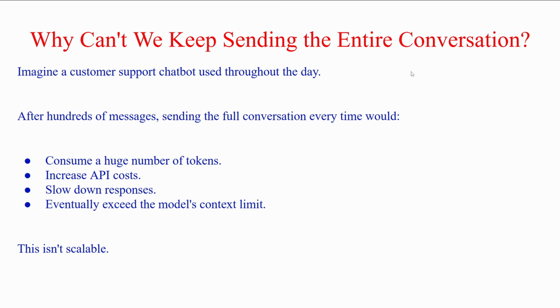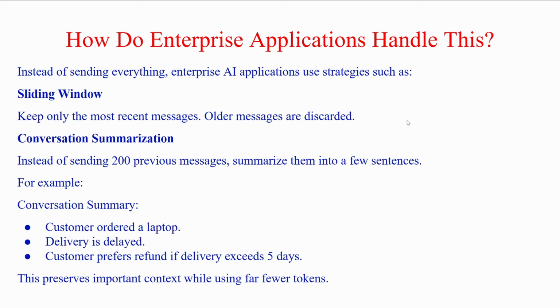So why can't we keep sending the entire conversation? Now imagine you have 15-20 conversations in a day. After hundreds of messages, sending the full conversation every time would consume a lot of tokens. We have seen tokens in the previous video. Everything which is input, even the summary of the previous conversation, also consumes tokens. So you will end up having lots of tokens, increasing the API cost, slowing down the response, and eventually exceeding the context memory limit, which is not good. So you cannot keep on sending it.